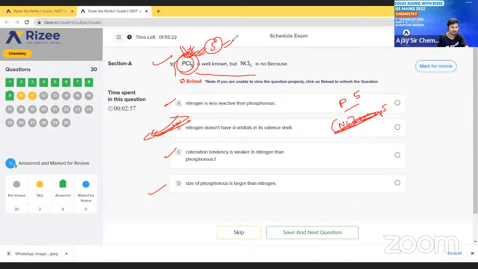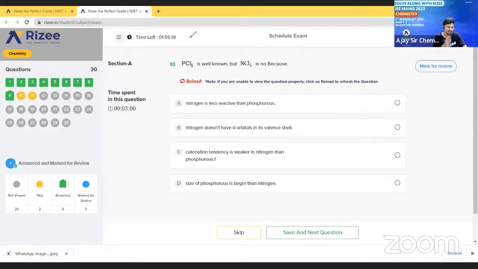How can I explain this? To tell very simply, nitrogen doesn't have a d orbital, it doesn't have an empty d orbital. So it cannot form NCl5. But phosphorus has d orbitals, so it can form PCl5. Not C, Vijay Shankar. Option B is the correct option only. I'll try to explain this. Give me 1 second of time.